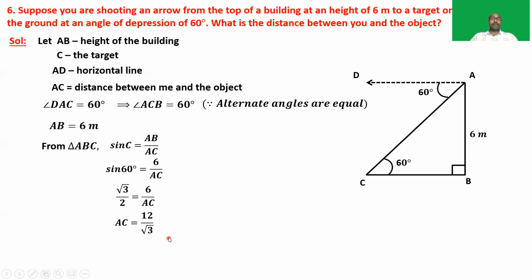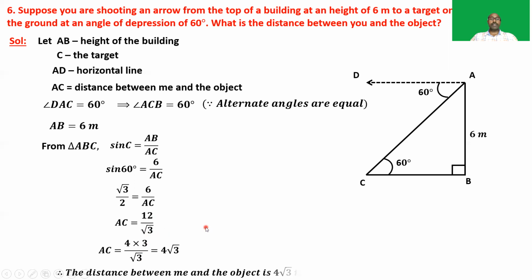root 3. And by rationalizing the denominator of the fraction, AC is equal to 4 into 3 by root 3, and we can write 3 as root 3 whole square. So AC is equal to 4 root 3. Therefore, the distance between me and the object is 4 root 3 meters. That is the answer. Or we can take the value of root 3 as 1.732, and we can find it in decimals also. Okay, that is the solution of this problem.